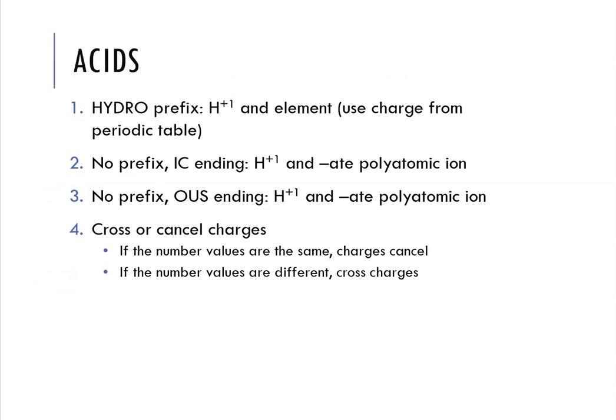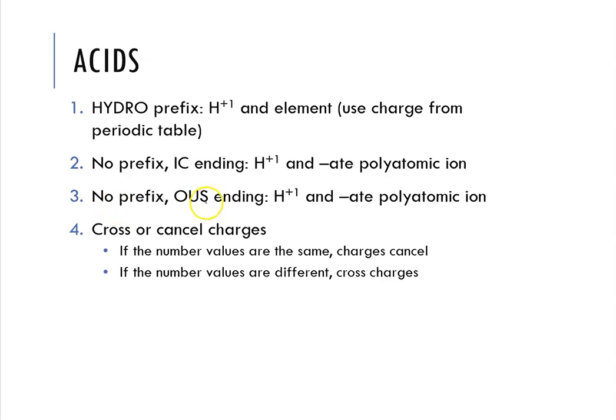Okay, rules for acids. If the prefix is hydro, then we just do H and the element, and then we cross charges. The charge that we use is the one from the periodic table. If there's no prefix, there's no hydro, then we check the ending. If the ending is IC, that means that is the ATE version of the polyatomic ion. So we find that on the back of our periodic table on our formula sheet. We write the polyatomic ion in the charge, and then we cross charges.